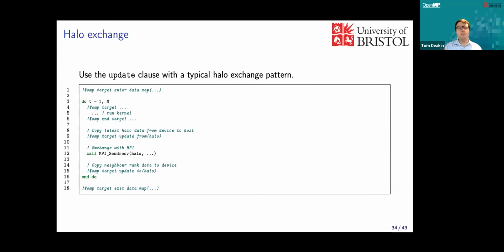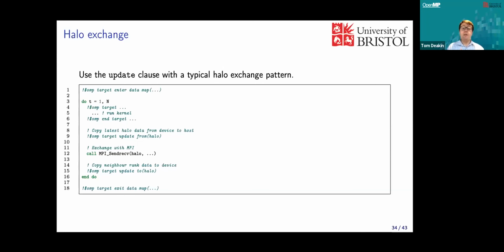So inside the time step loop, on lines 4 to 6, I have my target. That's going to run my main kernel, the main computational part of this code. And then, in order to do a halo exchange, on line 9 I have my target update. It's going to be a target update from. That's going to copy this array that I might have packed inside the target region, called halo, from the device to the host.